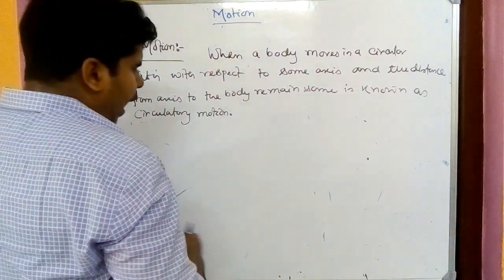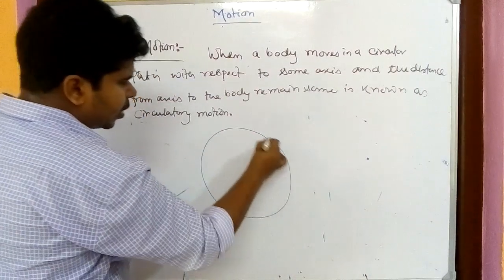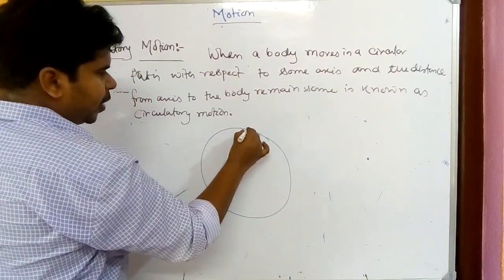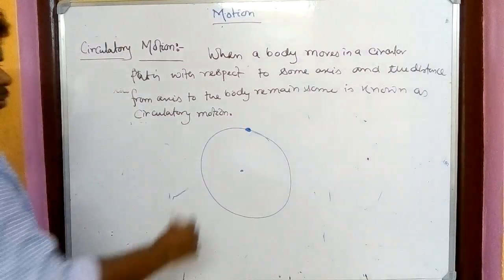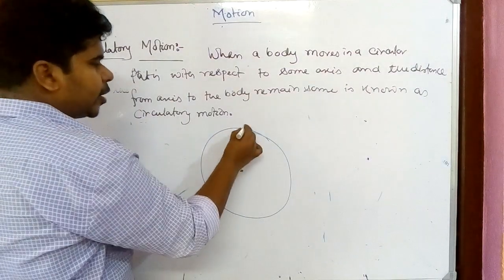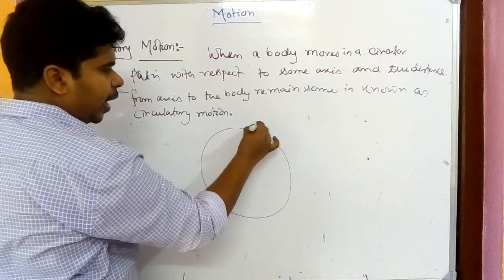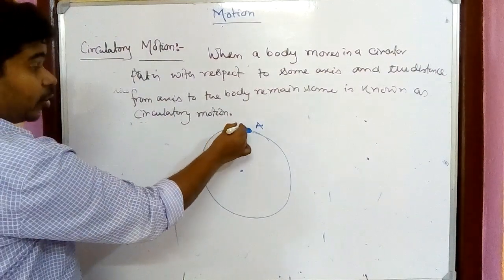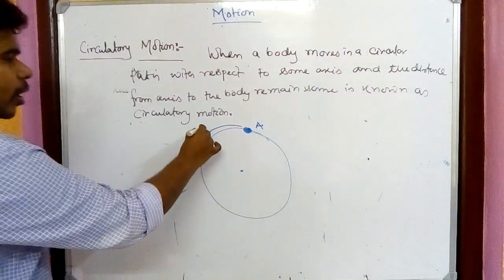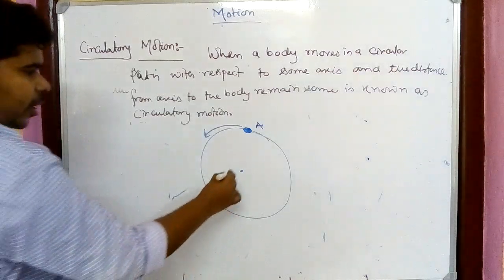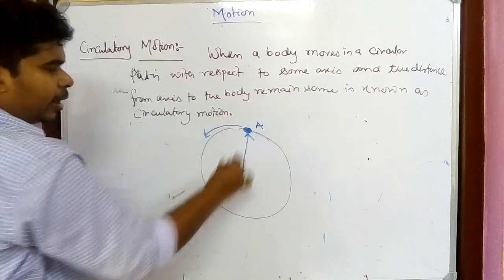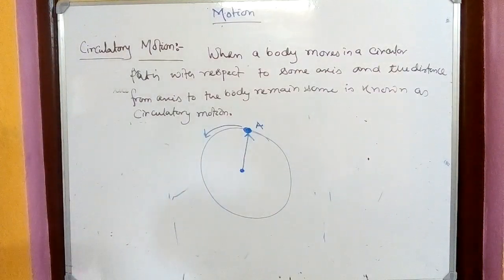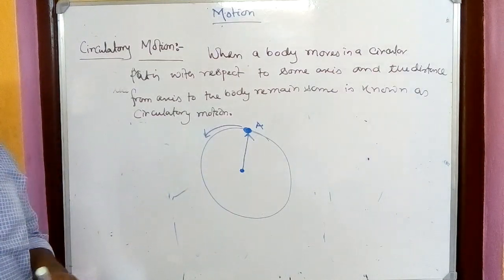Assume an athlete is running around a circular path. Here I cannot draw an athlete, so assume the point I have made here is the athlete, and he or she is moving around the circular path. This is the axis of rotation, that is the center, and from the center to the athlete the distance remains the same. That type of motion we can say is a circulatory motion.